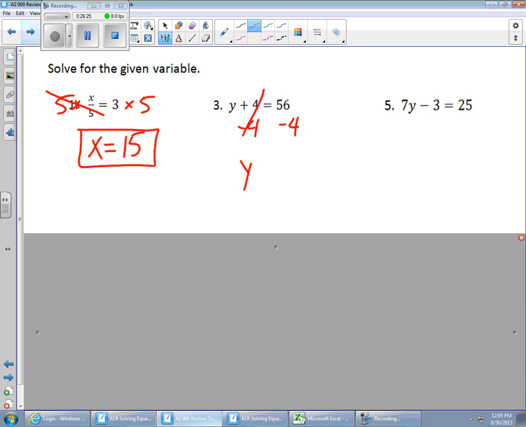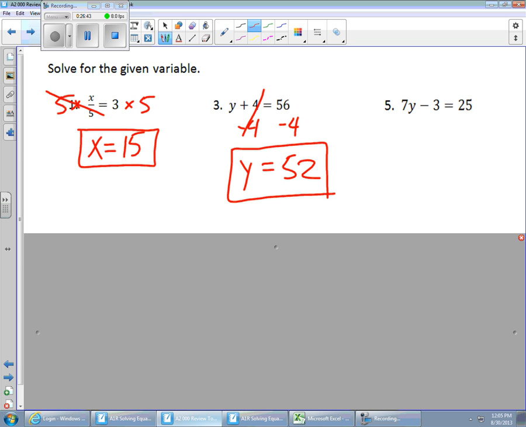4 take away 4 is 0. Takes care of that. The equal sign will always be there, so there it is. We had 56 of something. Now we took 4 of them away. That leaves us with 52. We can always plug back in and check, make sure it works.